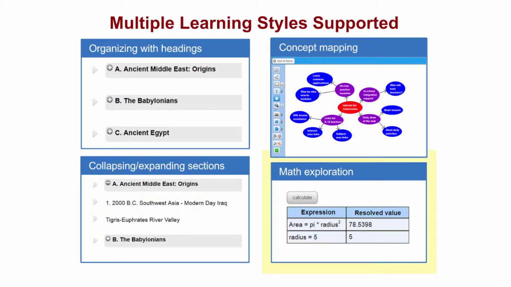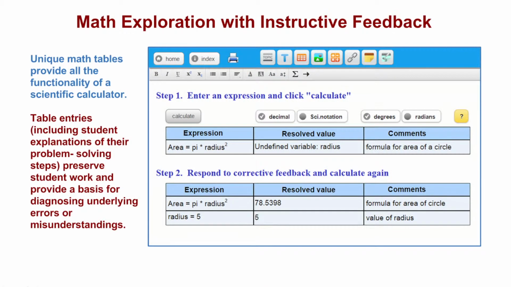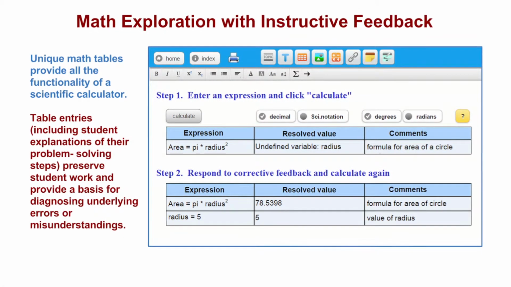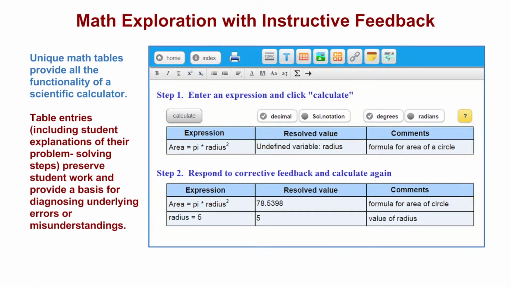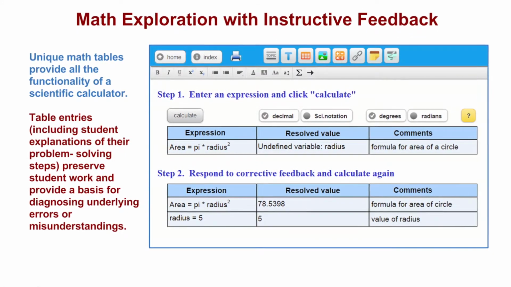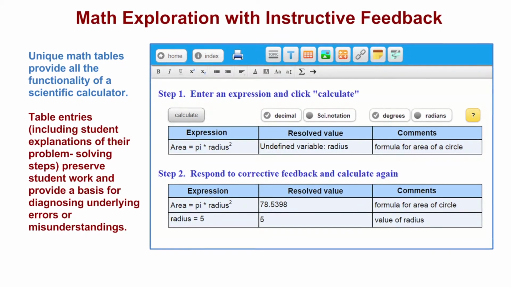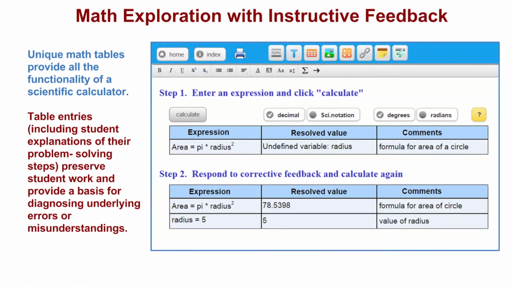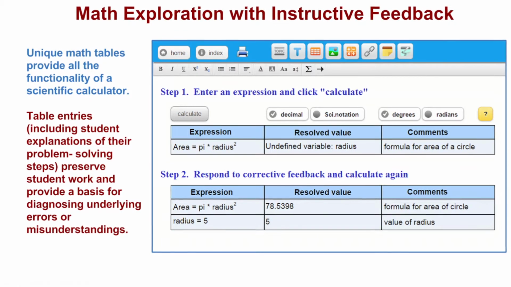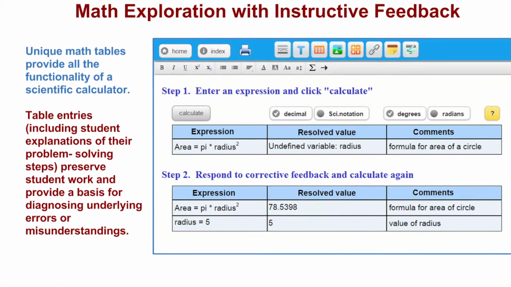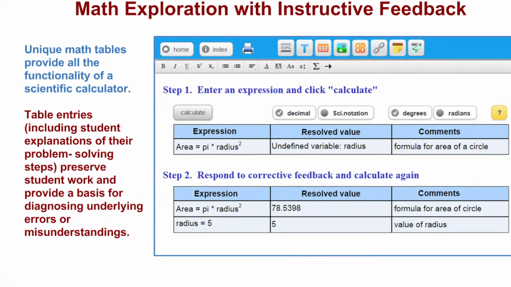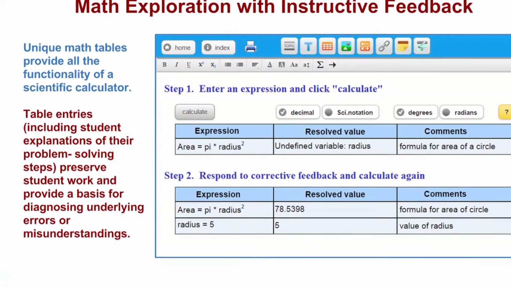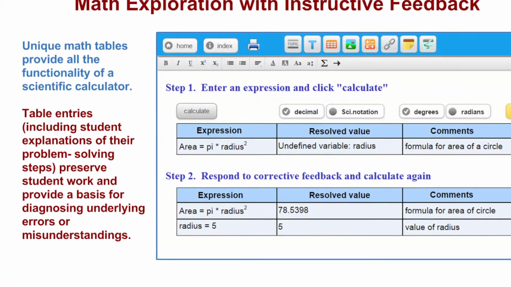In particular, it provides helpful feedback to students working with math expressions of the type one would use a scientific calculator for. By clicking on the Math button on the toolbar, the user adds a math table to their document. This type of table allows the user to enter an expression, including symbolic values, for example pi or radius, in an equation. Even before they have defined the values of these variables, the user can click the Calculate button in their math table to see what corrective feedback the application will offer.